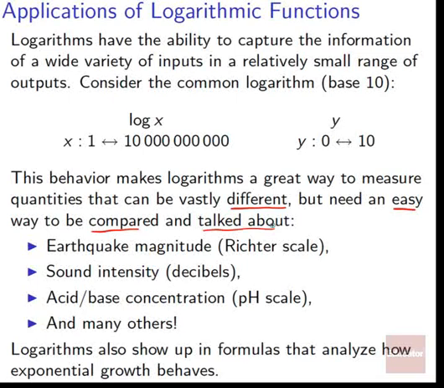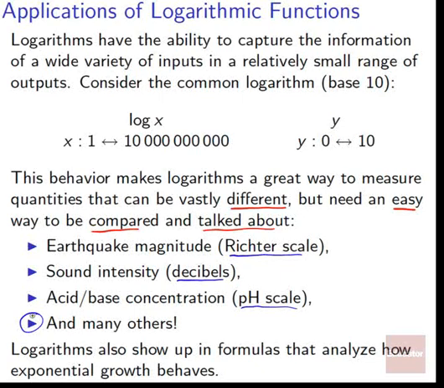Earthquake magnitude is one of the things that's measured this way. It's measured on the Richter scale, which is a logarithmic scale. Sound intensity is another one. It's measured in decibels, which is another logarithmic scale. Acid or base concentration is measured on the pH scale. We'll actually have examples about that in example 3, and that one is measured once again on a logarithmic scale, and many others. There's a bunch of other logarithmic scales when you've got a really, really large pool of information that can be going in as an input.